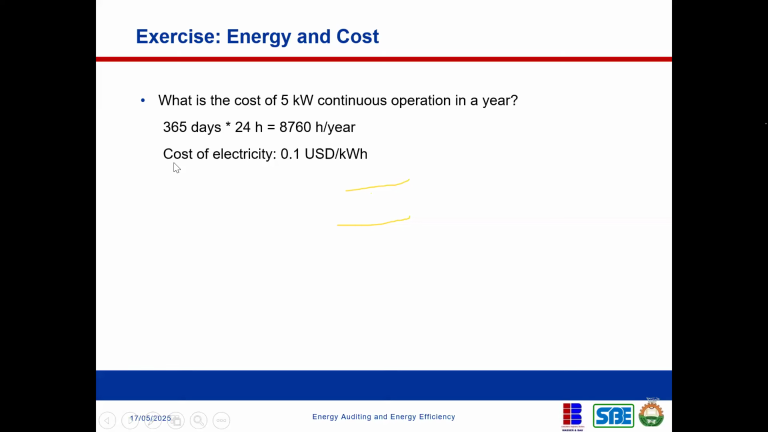If the cost of electricity is 0.1 USD, perhaps this might have been Naira, but let's just leave it the way it is. This is about 10 cents, so 0.1 USD per kilowatt hour. Can you run a calculation and tell us, first of all, the energy that this would have consumed, and then tell us the cost of that energy. I mean, can we do this? This should be done in less than 30 seconds.